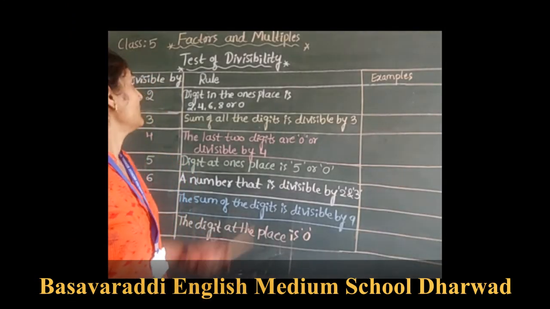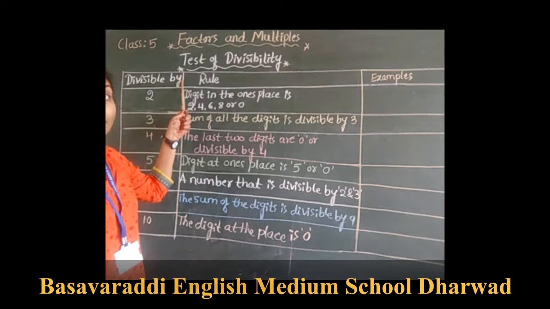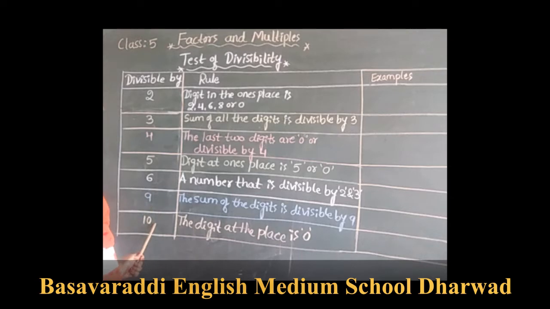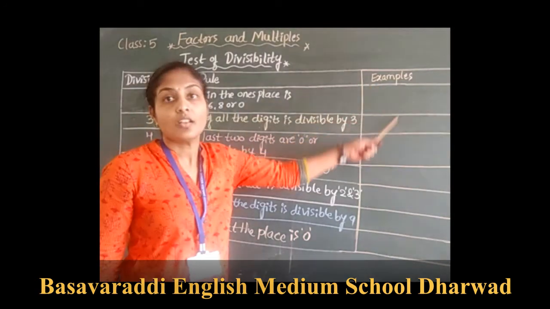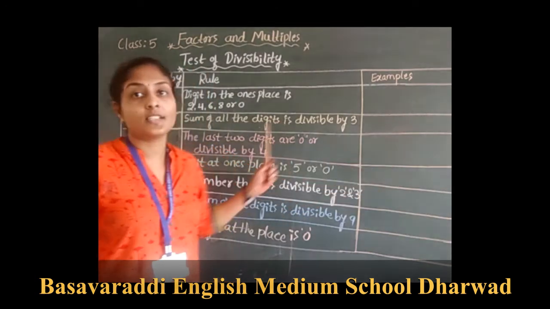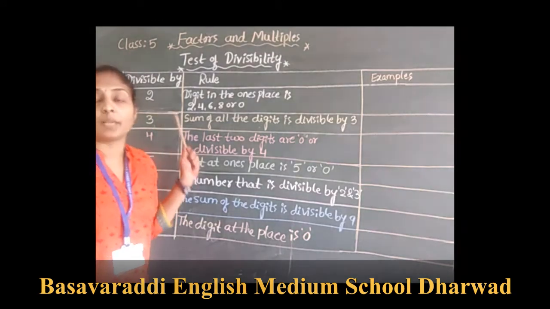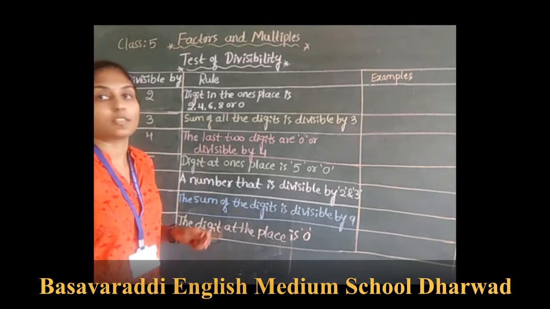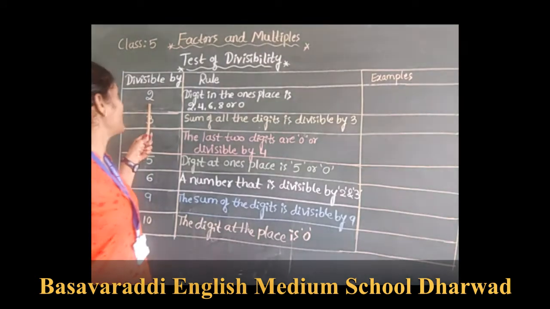Okay, next the test of divisibility. For divisibility by the numbers 2, 3, 4, 5, 6, 9 and 10, there are some rules. And what are the rules? We have to derive some examples related to these rules. Okay, let us start one by one. Already we know what prime numbers and composite numbers are, what the factors are, and what the multiples are. The first rule is divisibility by 2.